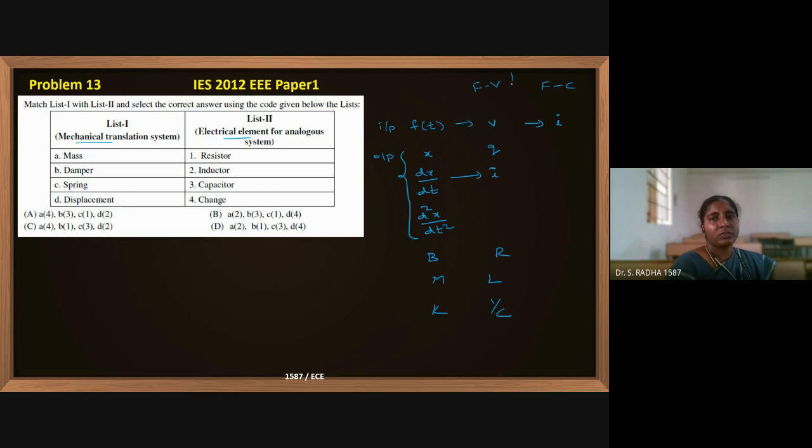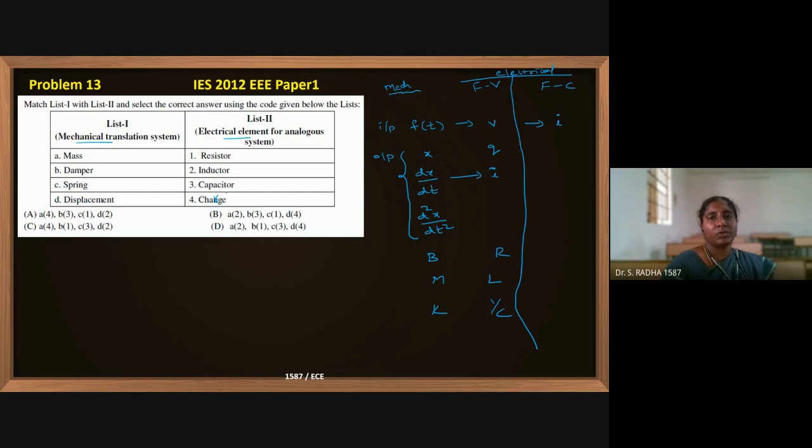What I have written is only force-voltage. This is the mechanical system, and both of these are electrical systems. Now we will check with these two, and if not satisfied, then we will go to the third column. Now if you match displacement, displacement equals charge. Here there is a spelling mistake, this should be charge.